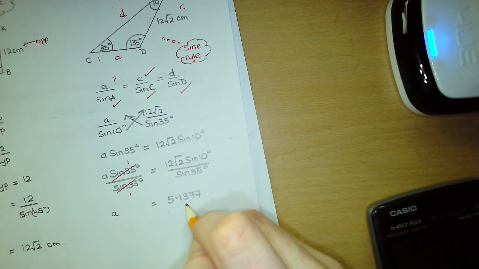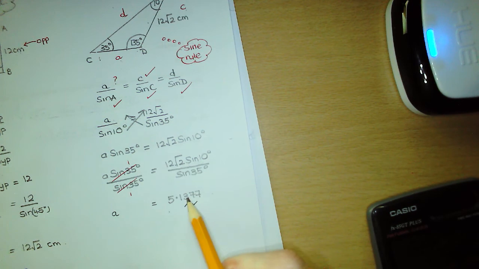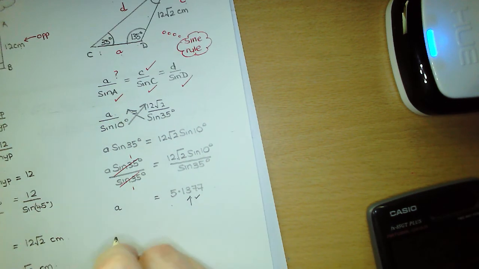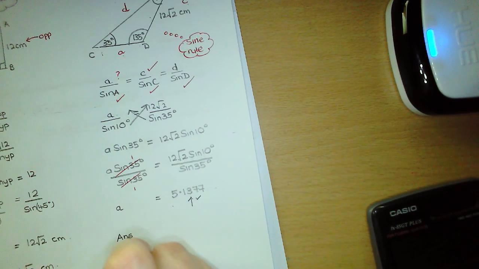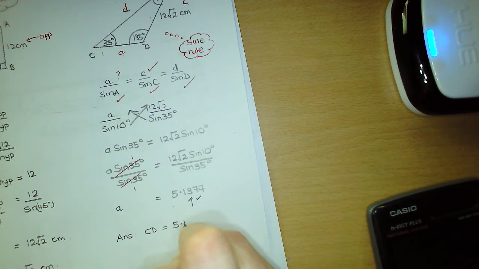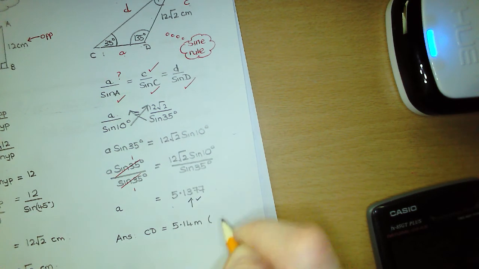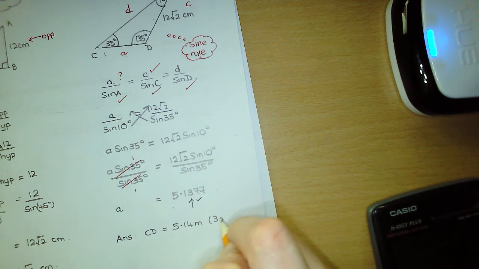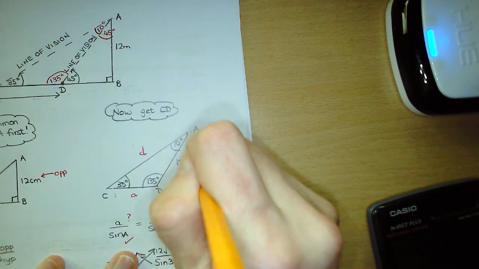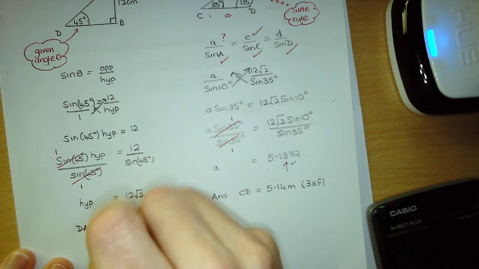And then finally we're going to round our answer to 3 significant figures. So you go to the third significant figure, then you go to the digit after. Digit after is 5 or more, so you round the third one up by 1. So our final answer is CD is equal to 5.14, and it should be meters, and that is to 3 SF. So apologies, the length should all be in meters. DA is obviously in meters as well.